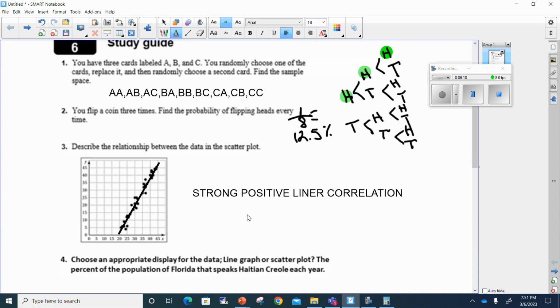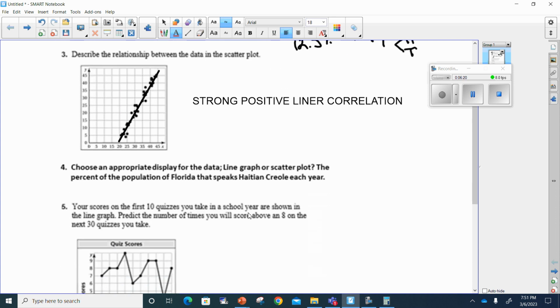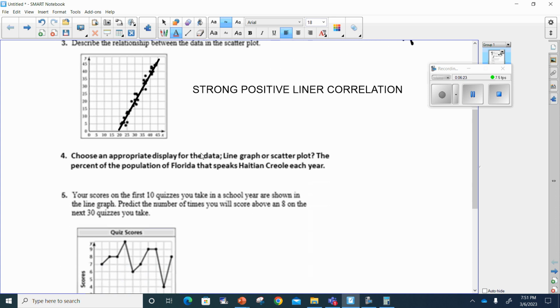All right, let's go on to number 4. Number 4 says choose an appropriate display for the data, line graph or scatter plot. Looks like we got to choose between 1 or 2 things. The percent of the population of Florida that speaks Haitian Creole each year. Now, the minute I see each year, I know that they're dealing with time, right?